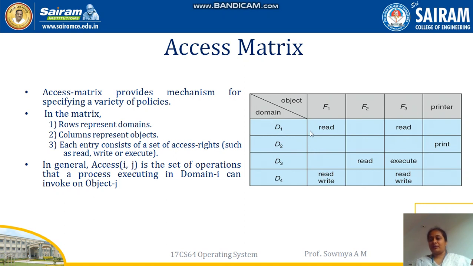So for the domain D1, object F1 is readable, object F3 is readable, D1 cannot access F2 and printer. D2 can access the printer for printing, D3 can access F2 for read and F3 for read and execute, D4 can access F1 for read write and F2 for read write. This is how the access matrix works. So the access matrix is a matrix where access of domain i and object j is set with an operation.